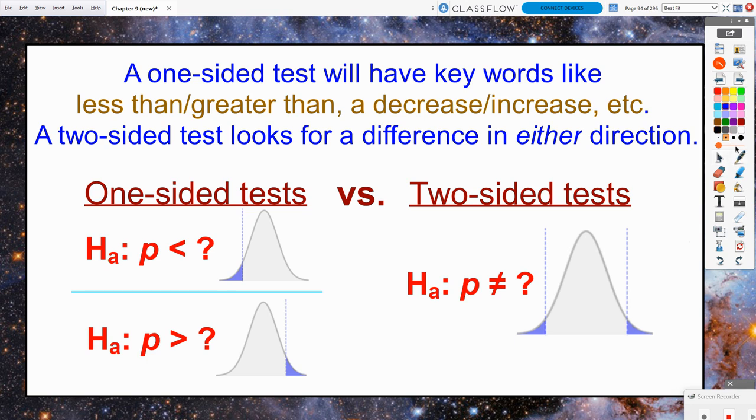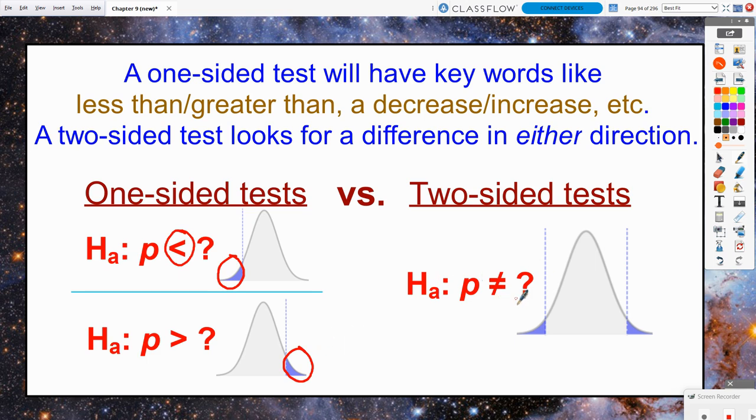Here's a visual representation of the big difference between one-sided and two-sided tests. If our alternate hypothesis involved a less than one-sided test, then our p-value is going to be on the left side of the distribution. If we had a greater than alternate hypothesis, then our p-value ends up being on the right side of our sampling distribution.